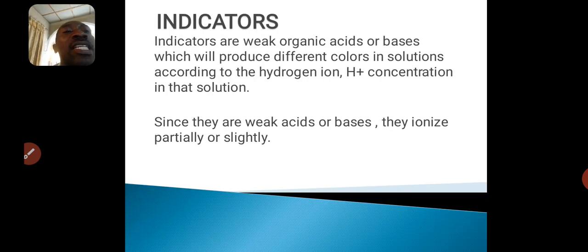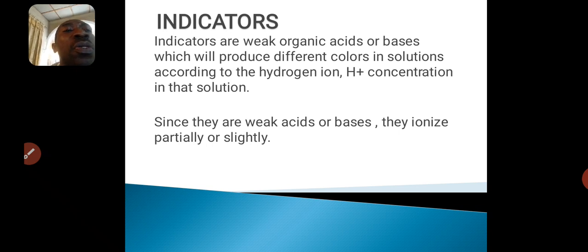Then let's quickly look at indicators. What are indicators? Indicators are weak organic acids or bases that will produce different colors in solutions depending on the hydrogen ion concentration in that solution.